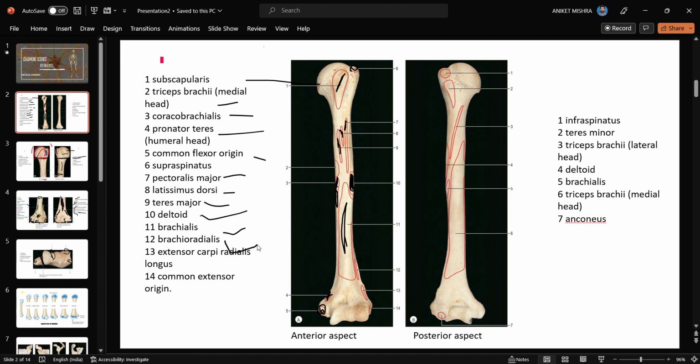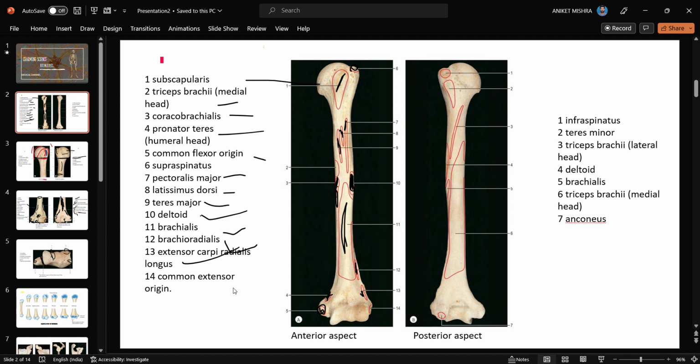The brachioradialis, another muscle. The brachioradialis is going to originate from the upper two-thirds of the lateral supracondylar ridge. The extensor carpi radialis longus is going to arise from the lower one-third of the lateral supracondylar ridge.